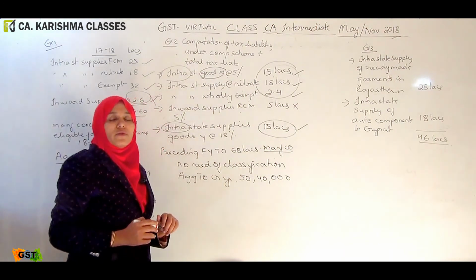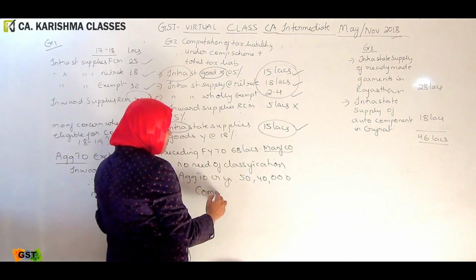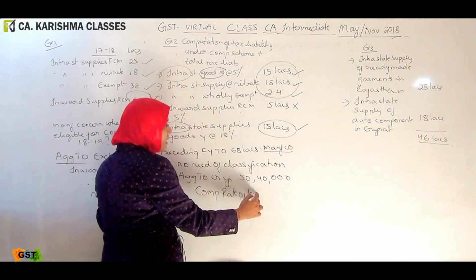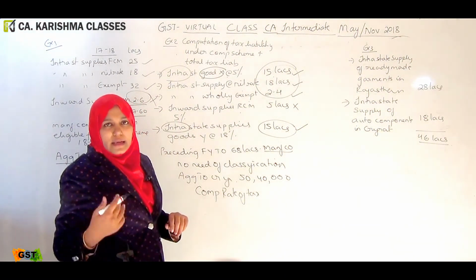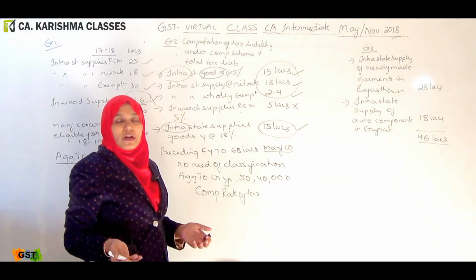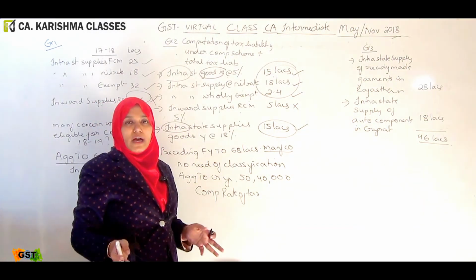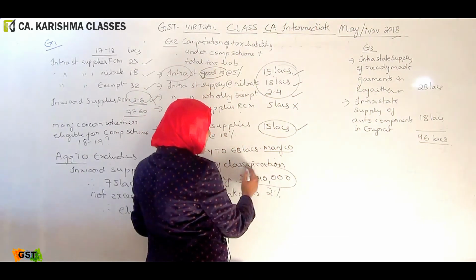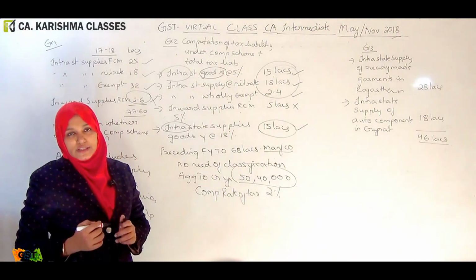Aggregate turnover for the current year is subject to the composition rate of tax, because this is a manufacturer and I am going with the rate which is there in your study material, but we know it got amended. They have recommended it to be 1%. May attempt students, go by your book, look at your RTP. So let's do 2%. So 2% of this entire thing will be your GST liability under the composition scheme.